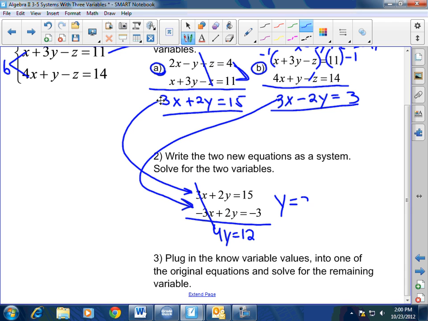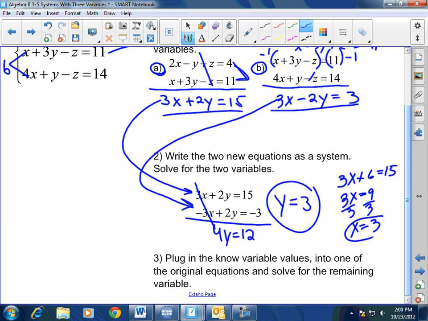So y equals 3. Now that y is 3, okay, I plug in the known variable values into one of the original equations and solve for the remaining ones. If y equals 3, I can plug it back into this. 3x plus 6 equals 15. 3x equals 9, divided by 3. X equals 3 as well.